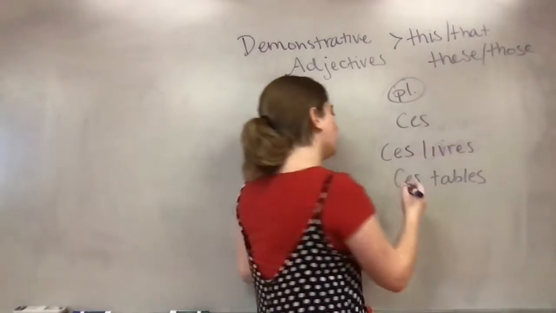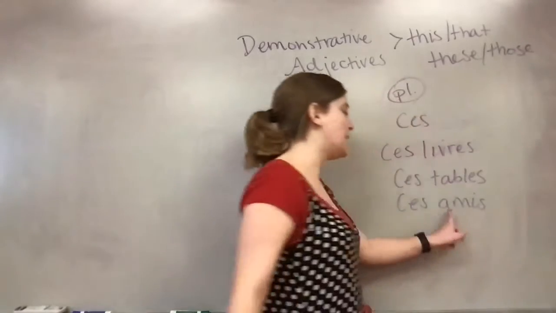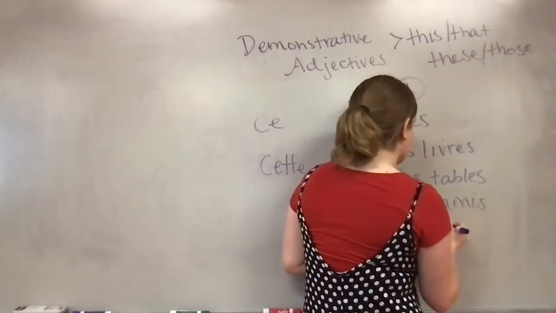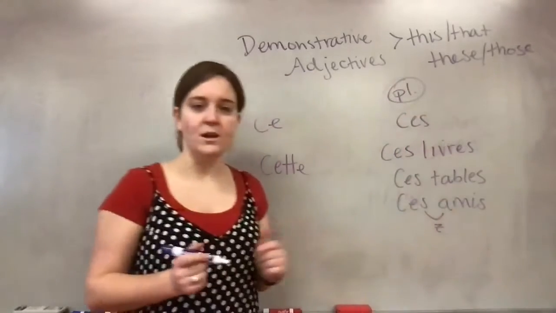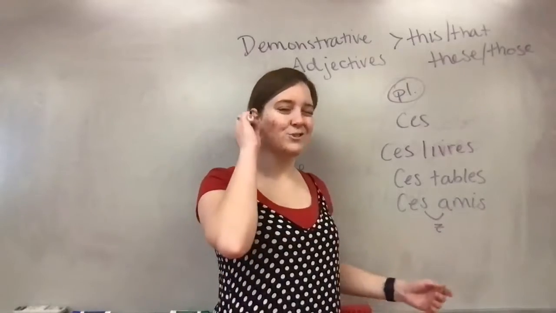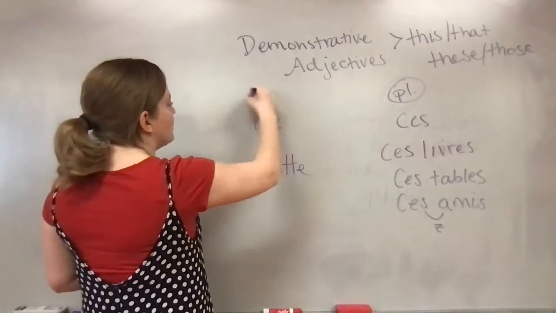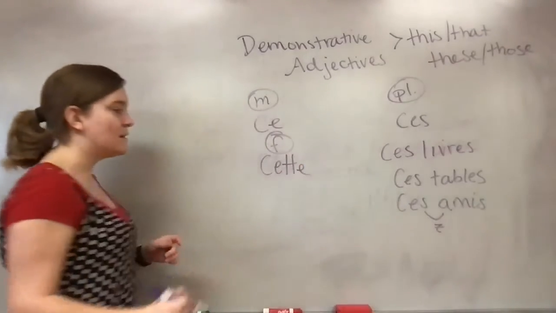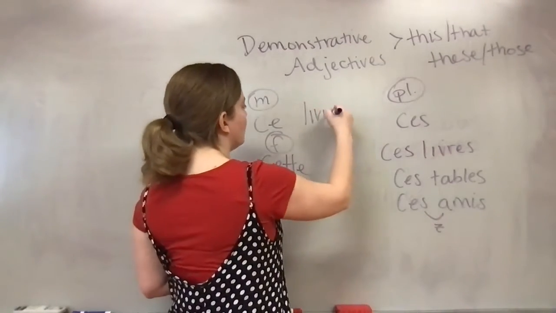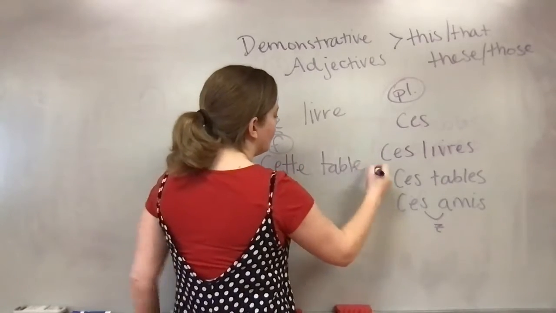Now, if a word in the plural starts with a vowel, such as ami, ami starts with a vowel, you are going to pronounce this S as a Z sound. Ces amis, ces amis. All right, you hear the little Z sound just a little bit. In this case, ce is our masculine form and cette is our feminine form for our objects. So ce livre or cette table.